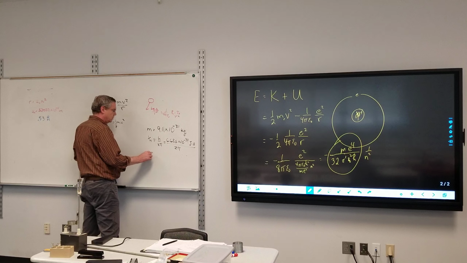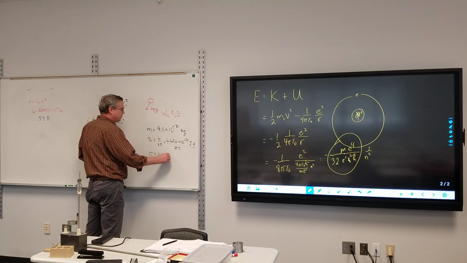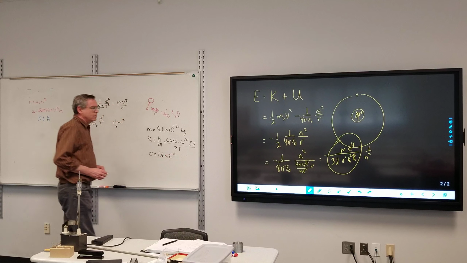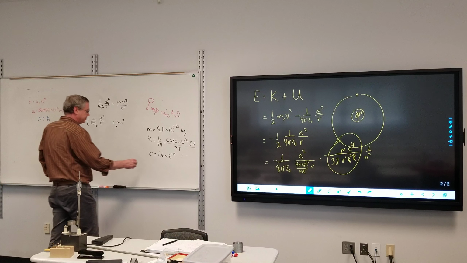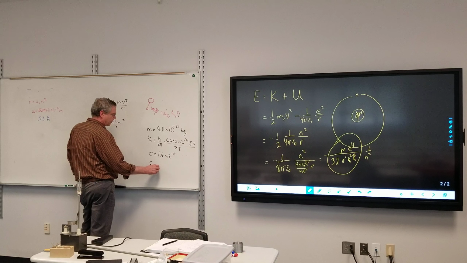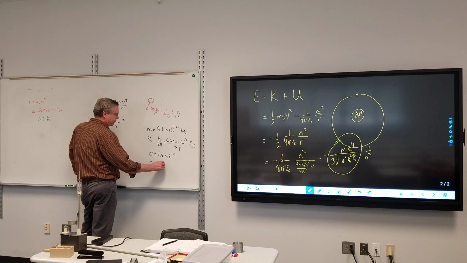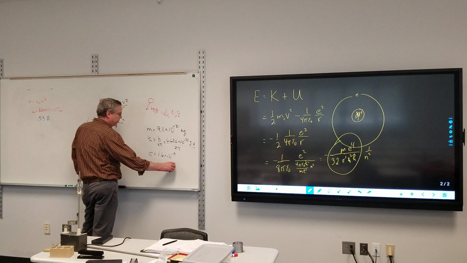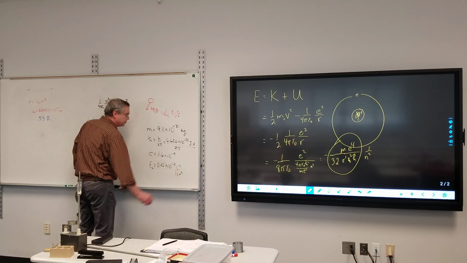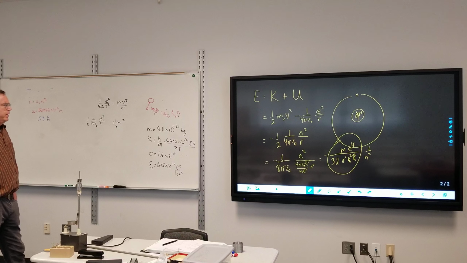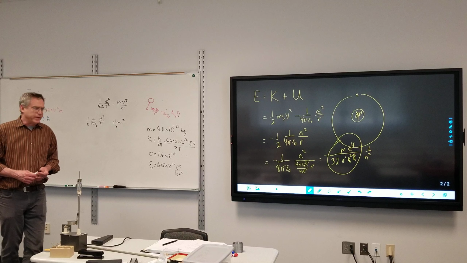E, 1.6 times 10 to the negative 19th. Obviously not. Only where's E? Epsilon sub naught, 8.85 times 10 to the negative 12th coulomb squared per Newton meter squared. And that's it. So what do we get?